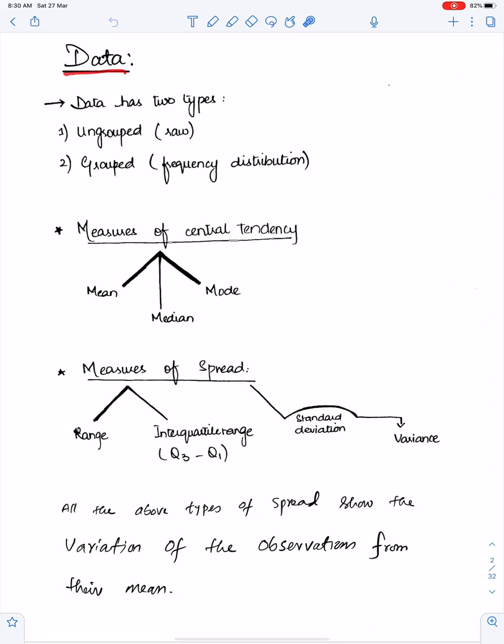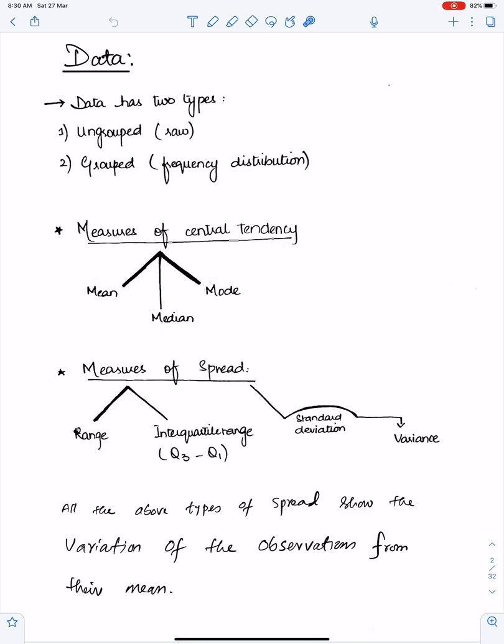Data has two types. Ungrouped, that is the raw data. Grouped, that is the frequency distribution. Measures of central tendency. The following are three types of measures of central tendency. Number one, the mean; number two, the median; and number three, the mode.